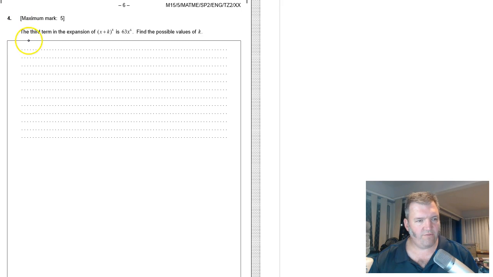Here we are, back with question 4. The third term in the expansion of (x + k)^8 is 63x^6. Find the possible values of k.